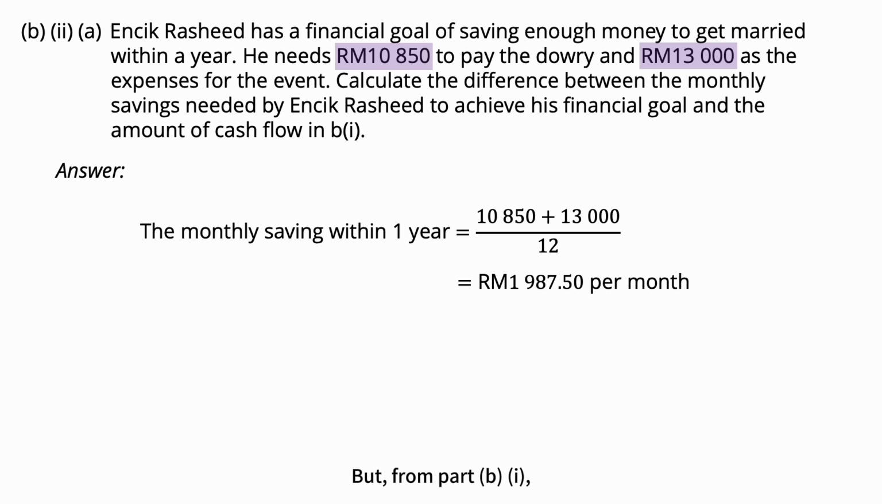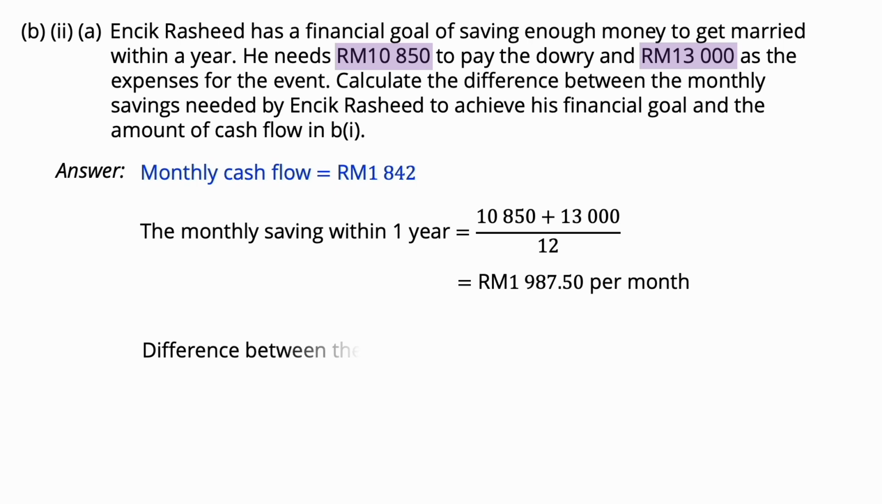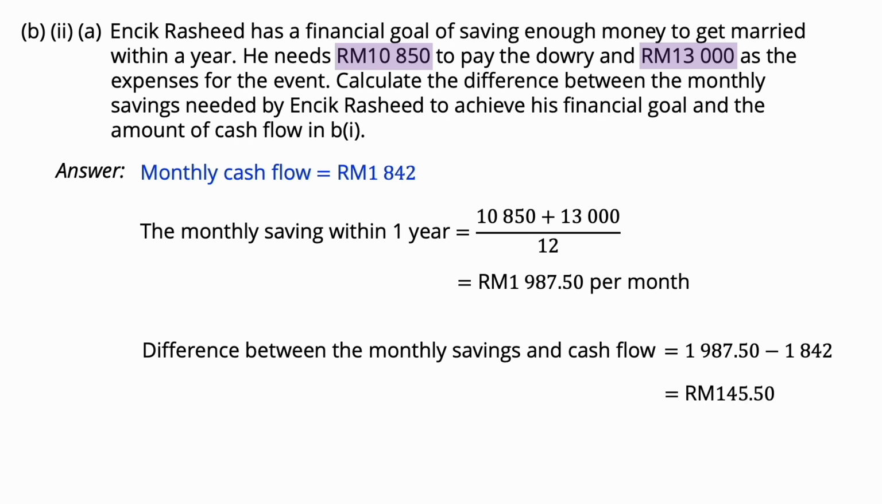But, from part B1, we know his available monthly cash flow is 1,842 ringgit Malaysia. Next, find out whether his cash flow is enough. Difference between the monthly savings and cash flow: 1,987.5 minus 1,842 equals 145.5. So, he is short by 145.5 ringgit Malaysia each month.